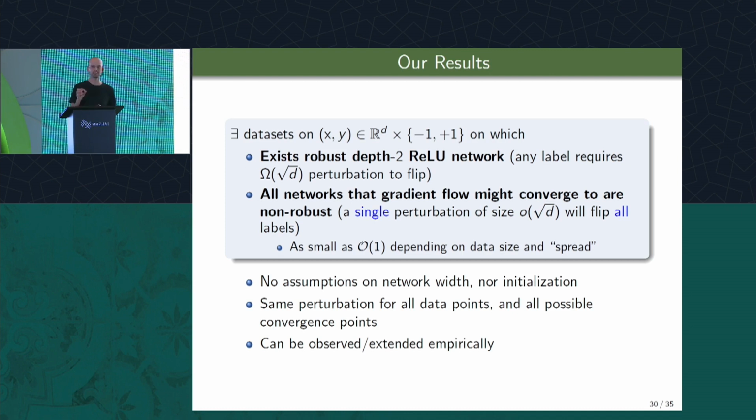And they're very non-robust in the sense that a single perturbation applied to any single training example would flip all the labels. And the size of the perturbation is much smaller than the size of the perturbation necessary to flip the predictions of the robust network. And this is without any assumptions on the network width or the initialization. It's also something that you can observe, at least in these settings, in practice.